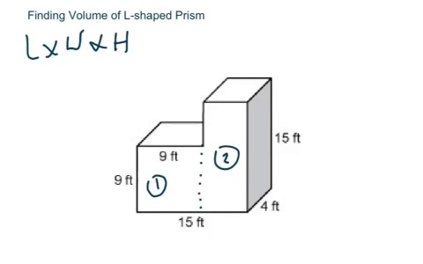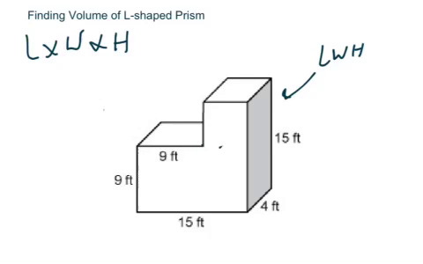So what I would do then is find length, width, and height of shape 1, and then length, width, height of shape 2, and then I can add those 2 totals together, which would give me the volume of everything. So that's what we do with L-shaped prisms. We need to split them into 2 different rectangular prisms, and then we can use length times width times height.